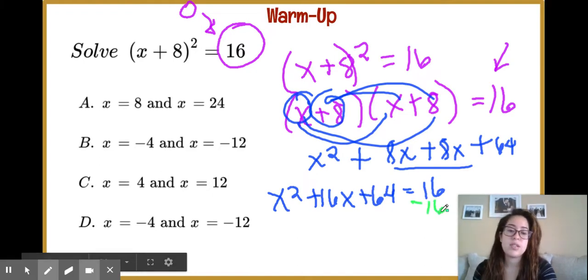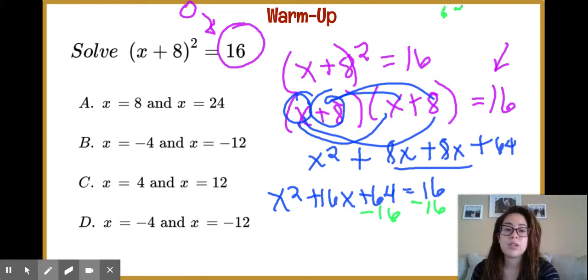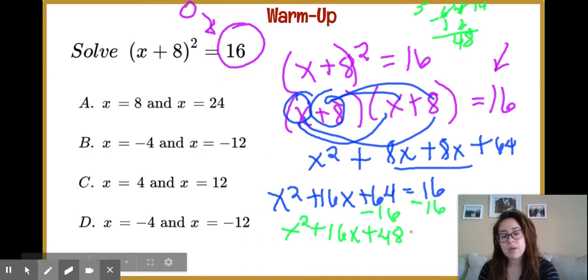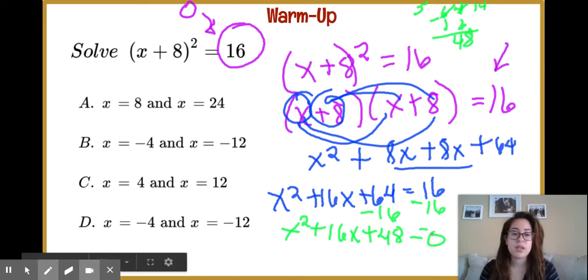Now, what I got to do now is get rid of that 16. I'm going to subtract 16 on both sides. Okay? And so in my calculator, I could do this, but I'm solving by hand because I don't have my calculator, which is 48. So I get 48 + 16x + x². Okay, now it's all equal to 0. It's equal to that standard form.